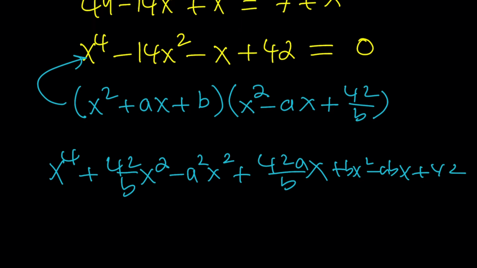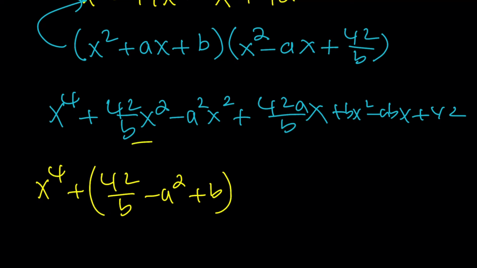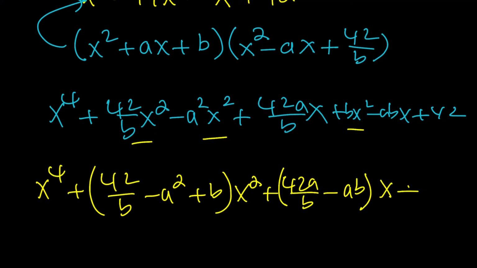But if you look at the coefficient of x squared, you're going to get x to the fourth plus 42 over b minus a squared plus b. That's going to be the coefficient of x squared from here, here, and here. And then we have the x term: 42a over b minus ab. And that's going to be the coefficient of x. And finally, we write the 42.